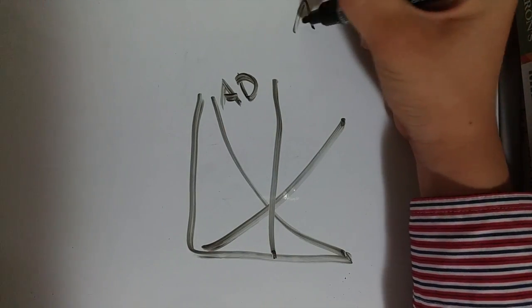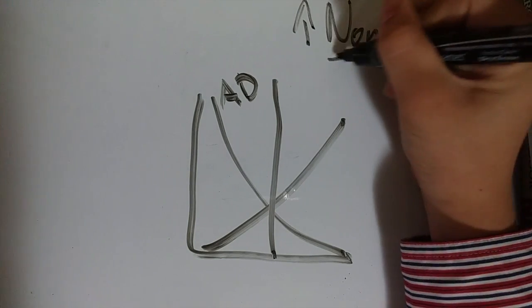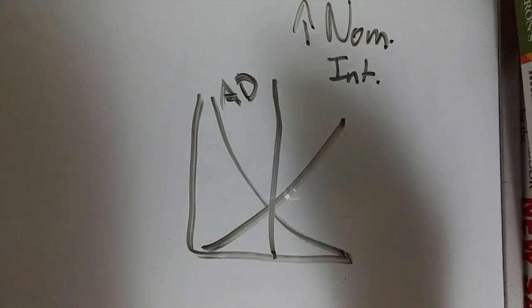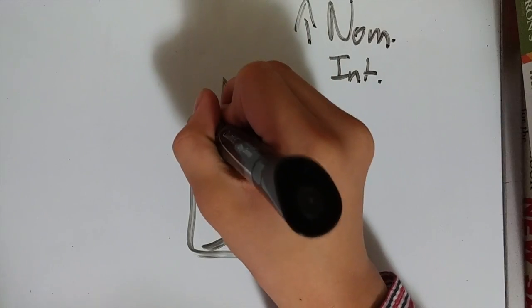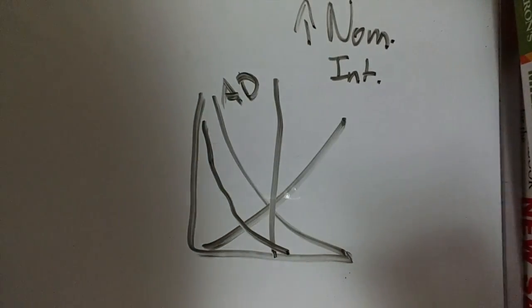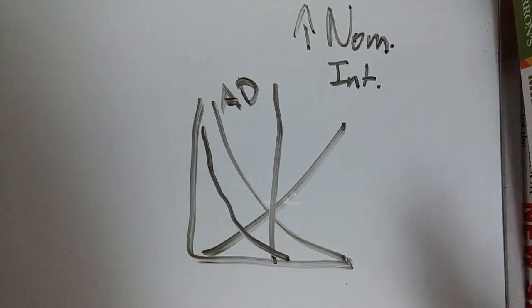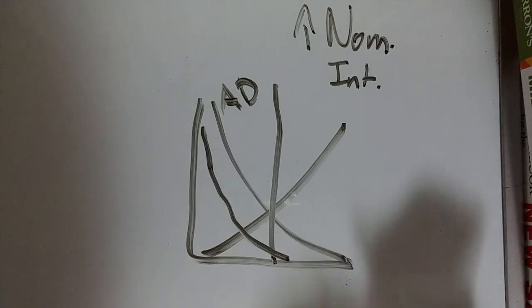An increase in the nominal interest rate shifts the aggregate demand curve to the left, because now more people are going to want to put their money in banks. More people are going to want to save because they're getting a higher return on their money, since the interest rate is higher.